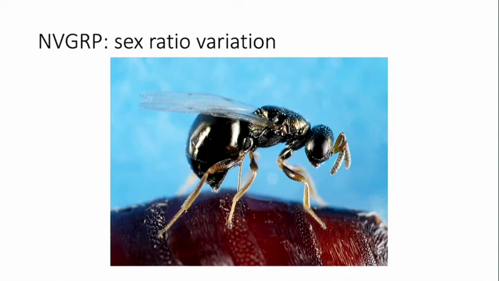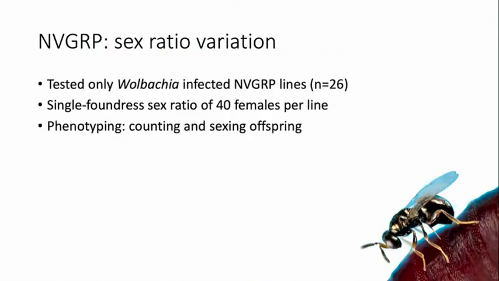So, sex ratio variation. We started looking at that, but then we realized all these lines, when we started off, had a Wolbachia infection. And in this case, Wolbachia infection causes a cytoplasmic incompatibility. So if one strain has Wolbachia and the other hasn't, or they have a different type of Wolbachia, the cross is incompatible. So in this case, we tested only for Wolbachia infected lines, and those were 26 of our lines.